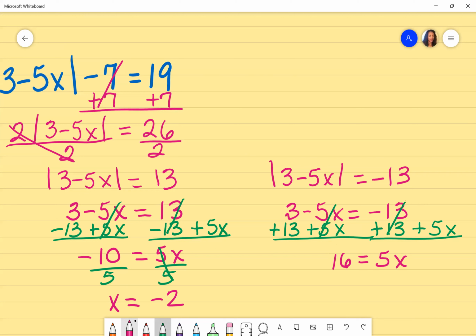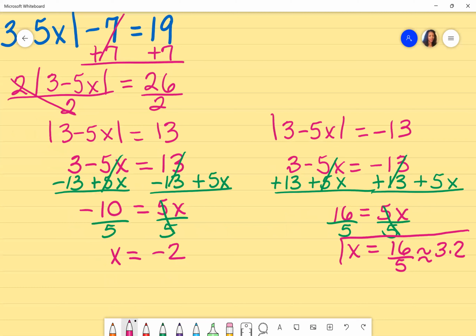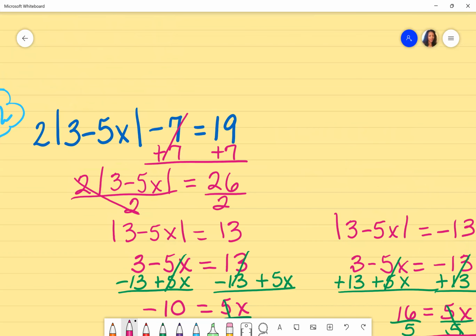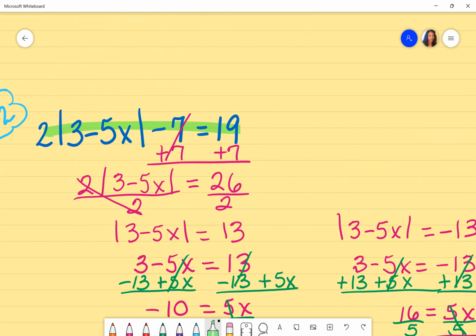And what's stopping x from being by itself? It's that 5. So on this side, x is equal to a fraction, which is 16 over 5. And that's approximately, if you have to write it as a decimal, 3.2. I'm okay with leaving it as a fraction, but just for those people who wanted to know. And again, if you were to substitute this back in, you want to go back to your original problem. And it's telling you that once you substitute it in, it should equal 19 for both of those.